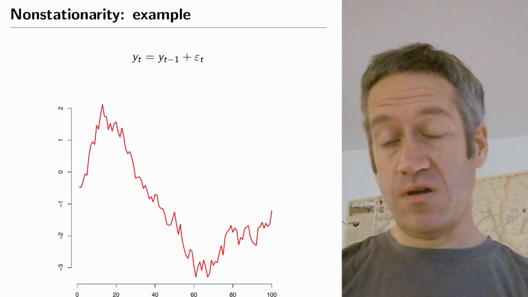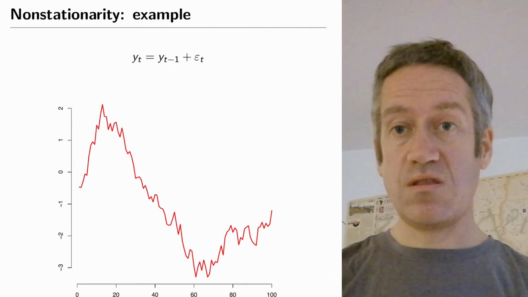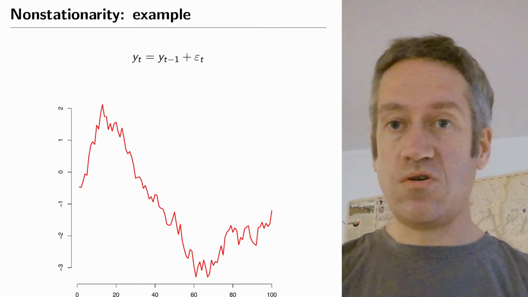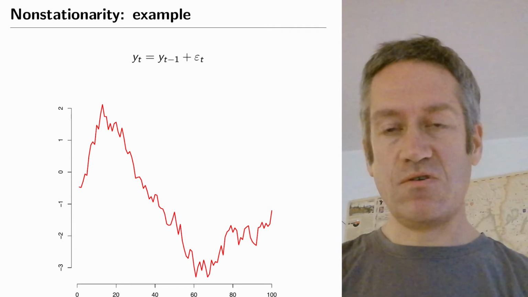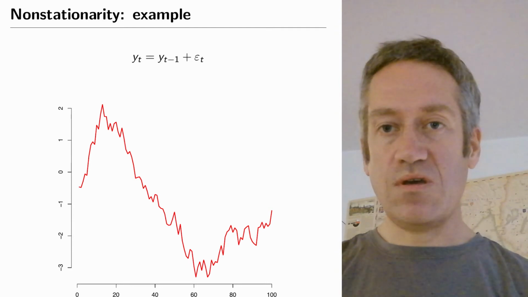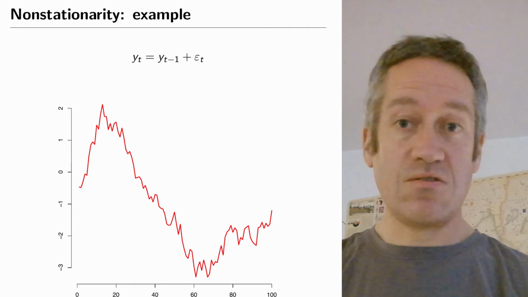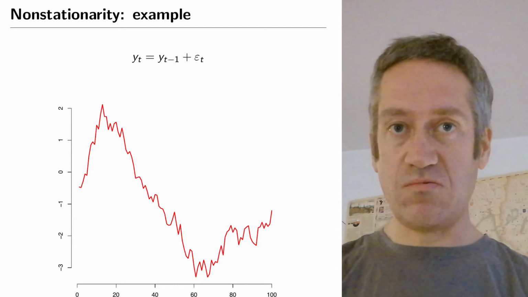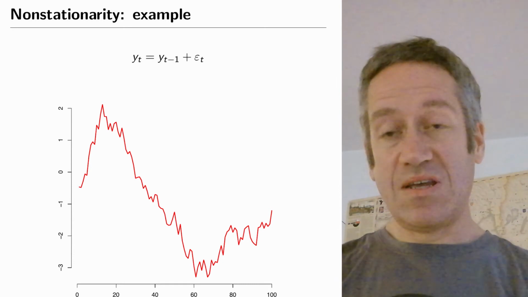Well, here's an example of a non-stationary process, and if we drew a long-term line, we have no idea where it will go. It can go infinitely far up or down. There's no reason to expect it to revolve around the 0. So it can just go anywhere.